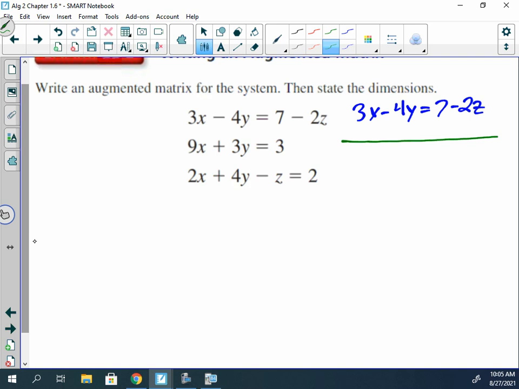Like the last ones, we had all the variables on the same side, yes? What's wrong with this one? Z's on the right with the constant term, yes? So we need to move it to the other side. We can do that by adding 2z to both sides, which will give us 3x minus 4y plus 2z is equal to 7.